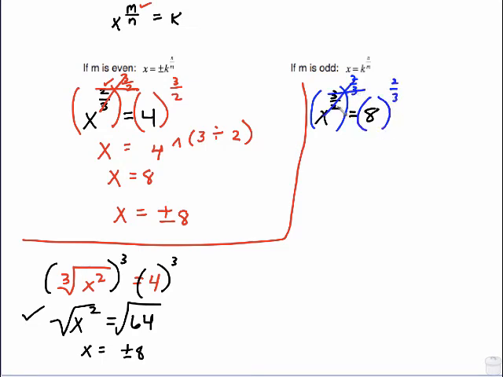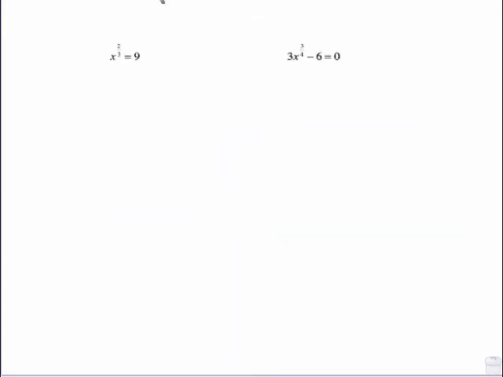The 2's cancel, the 3's cancel, I just get x. And I need to do 8^(2/3). And x comes out to be 4. No plus or minus was necessary because the original top, which was 3, is an odd number. So let's look at some more examples here.